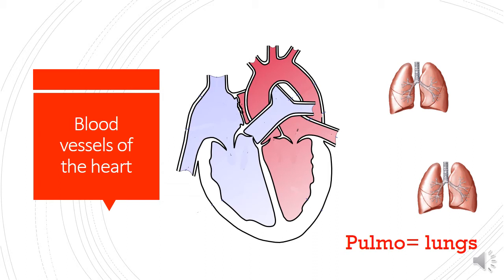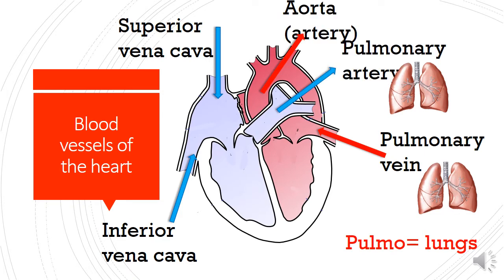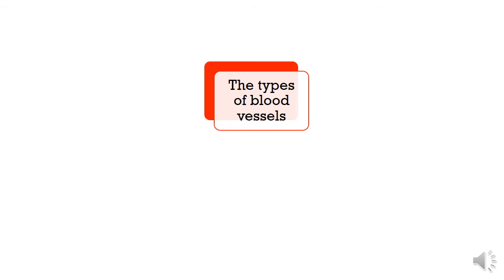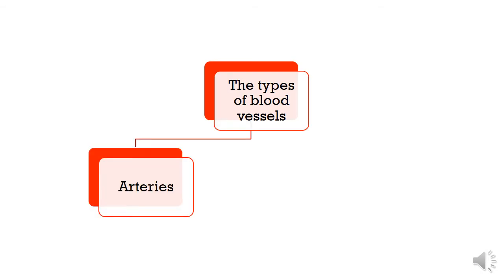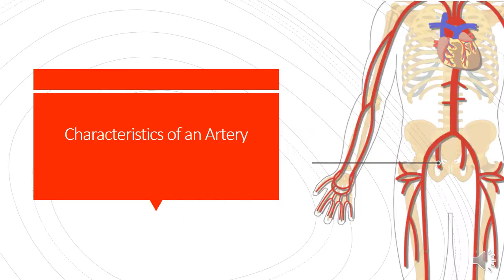Remember, the blood vessels connected to the heart are the superior and inferior vena cava. We have the pulmonary vein coming from the lungs. Remember, pulmo means lungs. And we have the aorta, and the pulmonary artery carrying blood away from the heart. So the types of blood vessels are arteries, veins, and capillaries.